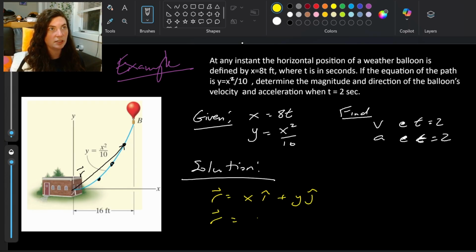My position vector is going to be 8t i hat plus this y function here of x squared over 10 j hat, which is not ideal, right? I still have an x in there instead of having everything in terms of time. But again, I know that x equals 8t. This is something that they gave me, so I can go ahead and just substitute this in as well.